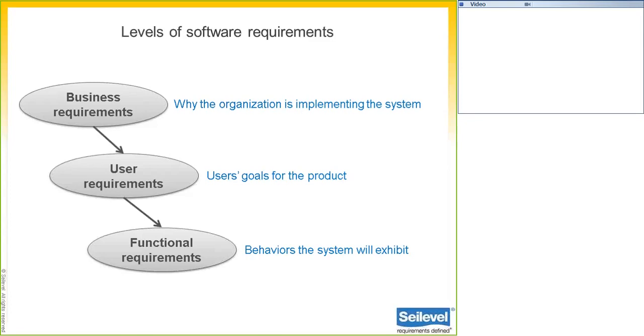And I'm kind of ignoring in this particular diagram the fact there are things like non-functional requirements and quality attributes. Just for simplicity, I'm focusing on kind of the main path through that hierarchy there. So again, business requirements are why, user requirements are what the users are going to be able to do, and functional requirements are what the developer implements.